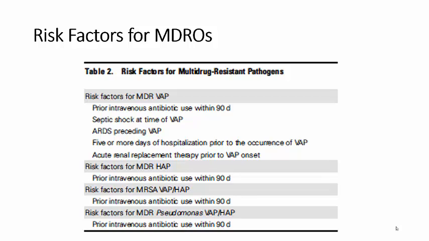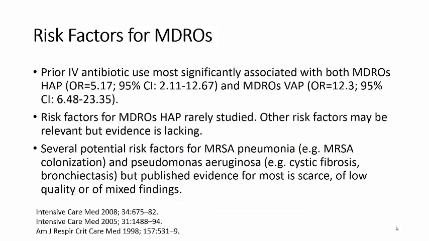So if they were in the hospital or had a previous admission with significant antibiotic exposure, then obviously you consider MDR organisms, or you at least suspect MDR organisms. So prior antibiotic use is most significantly associated with both MDROs, MRSA and Pseudomonas, and for both HAP and VAP. The odds ratio was pretty high, 5.17 for HAP, and for VAP it is 12.3. So it's pretty significant.